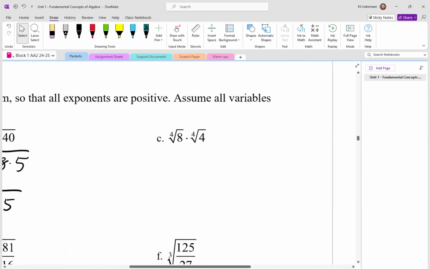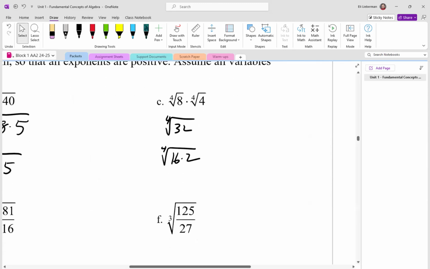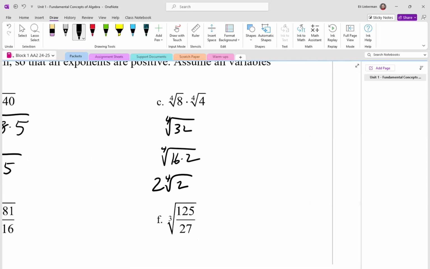So what am I gonna do with these? Put them together. So we have the fourth root of 32. Is there a perfect fourth inside that 32? 16. Right, that's on our list of perfect fourths. So I'm going to break this up into 16 times 2. We know that the fourth root of 16 is 2. So we're left with 2 times the fourth root of 2.